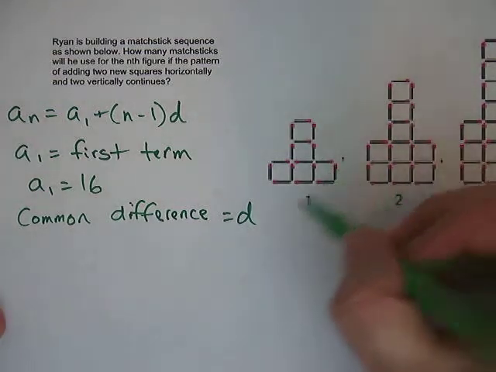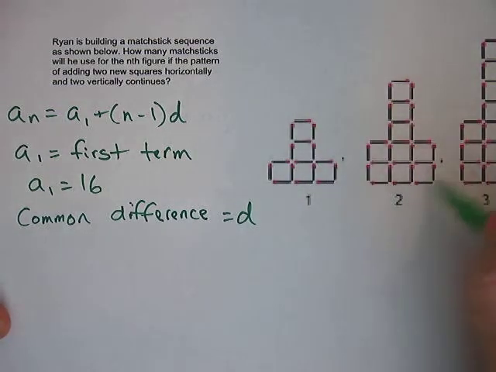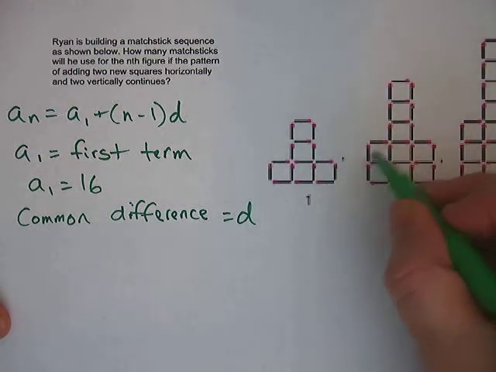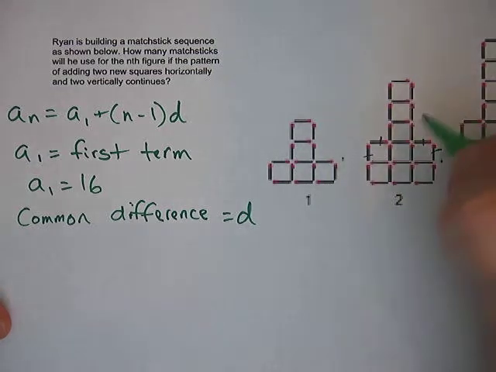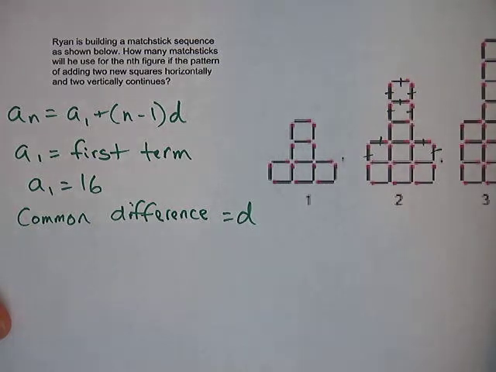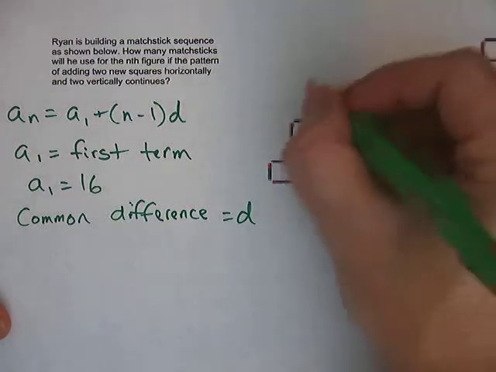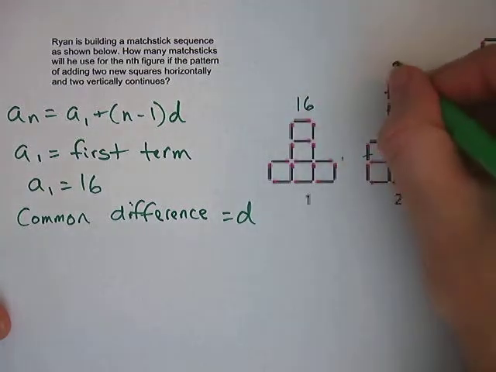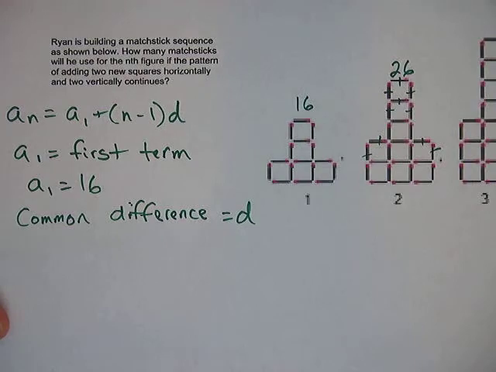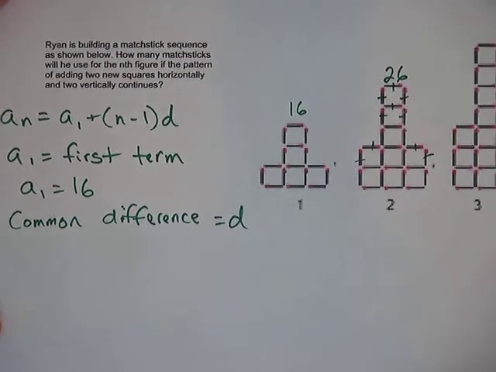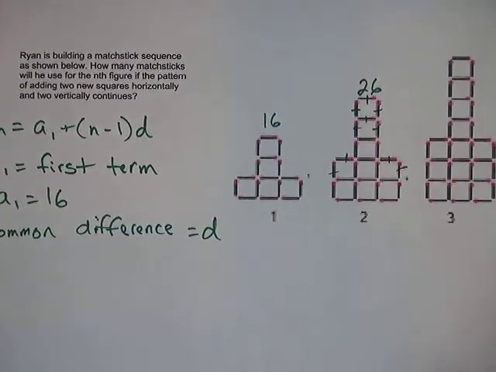Okay, so we know this one has 16. How many does this have? Well, let's just count the ones that we added to this one. It looks like we've got 2 here, 1, 2, 3, 4, and some up here, 5, 6, 7, 8, 9, 10. So it looks like we added 10. So the first one has 16, the second one has 26. And we don't really have to check, because it says that it continues, but the next one should have 36.